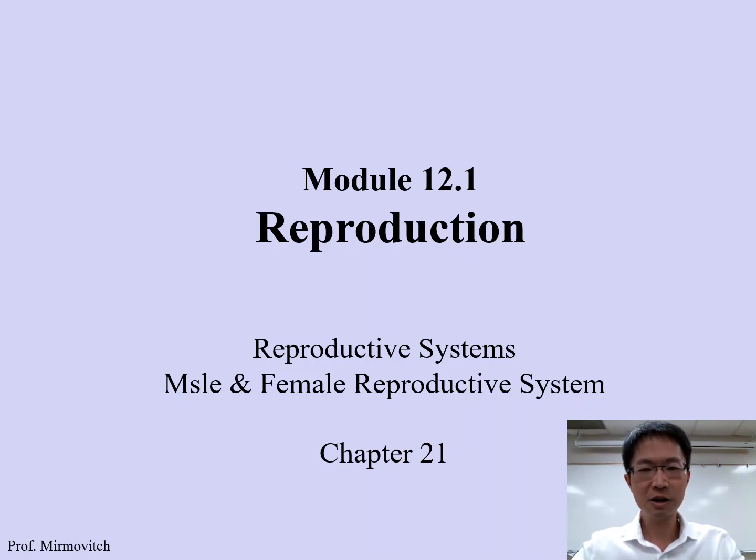We'll start to talk about reproduction and mitosis, or cell division. So we'll talk about the reproductive system first.